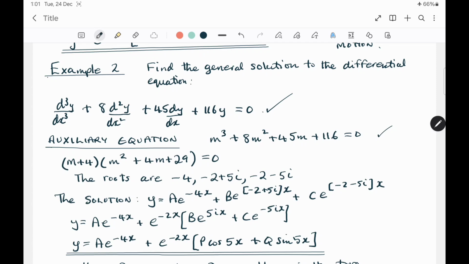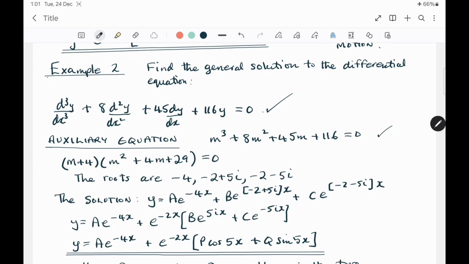You can, using the factor theorem, by trial and error, find that minus 4 is a root of that equation. Factorizing that, we get (m plus 4)(m squared plus 4m plus 29) equals 0. The second factor will have complex roots, which can be found using the quadratic formula as before. So the roots will turn out to be minus 4, minus 2 plus 5i, and minus 2 minus 5i.